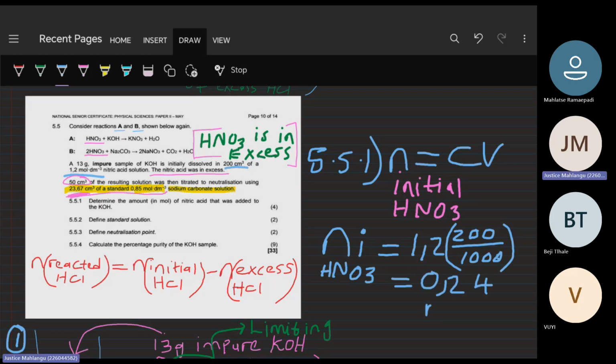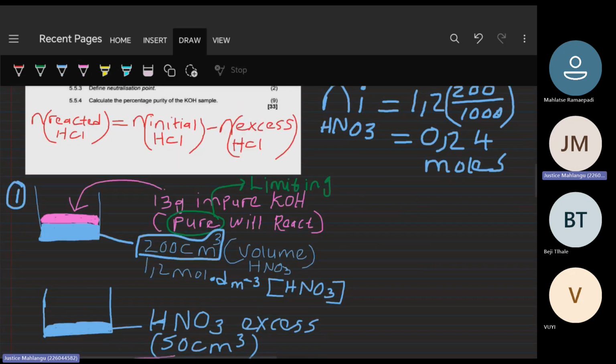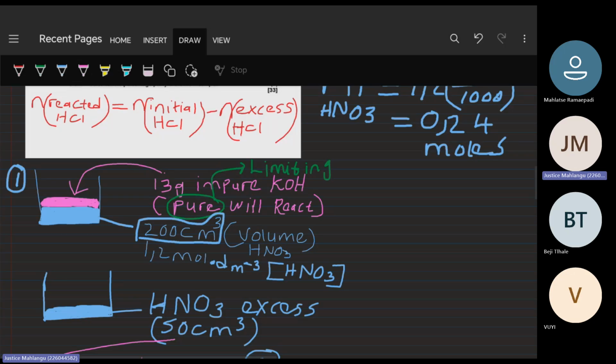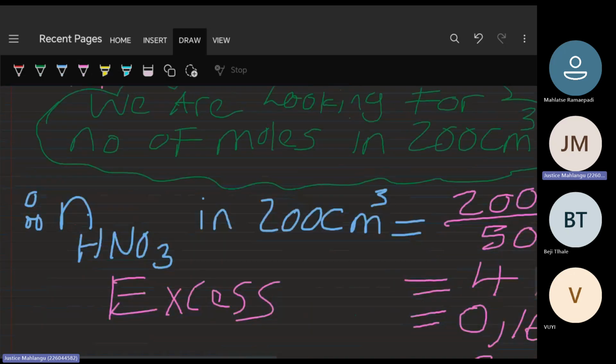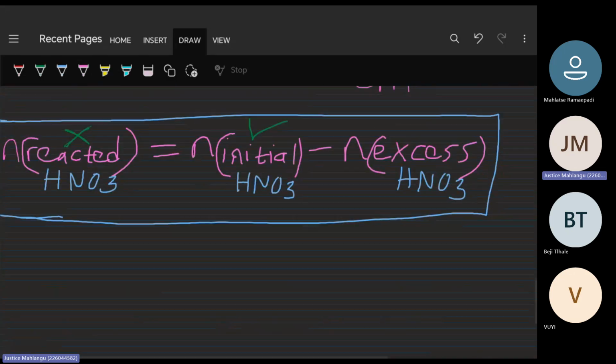It's 0.24 moles. These are the ones that we have initially dissolved in 200 cubic centimeters. So the first beaker is 200 cubic centimeters, that's the initial beaker, and the number of moles there is 0.24. So I'm going to plug it into the master equation. This is our master equation here.